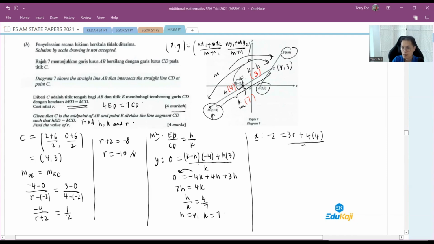Total ratio is now 7, right? We know 7 here. Times over -14 is 3r plus 16. All right, the 16 I bring over, 3r is -14 minus 16 is -30. -30 divided by 3, -10.